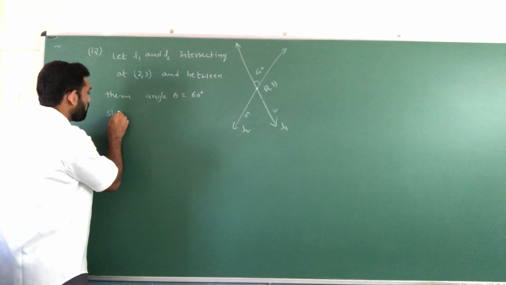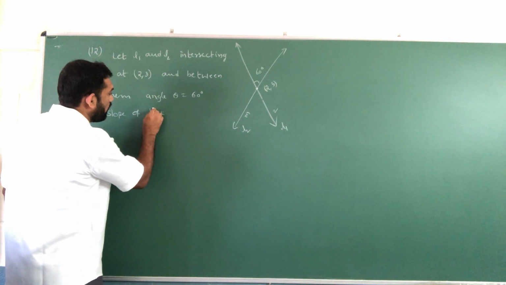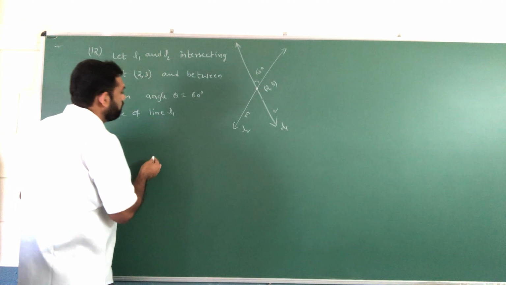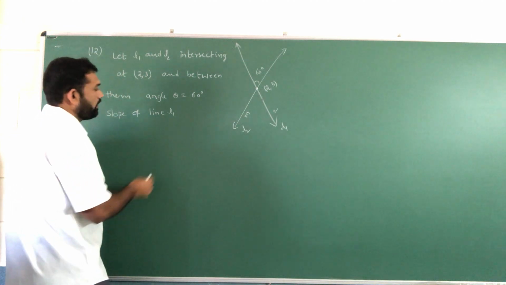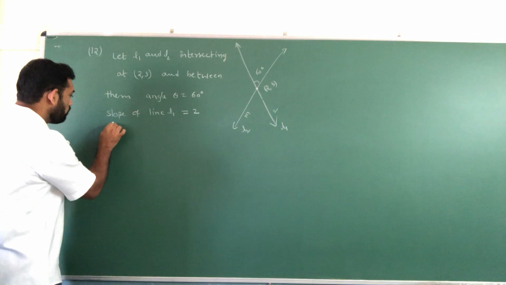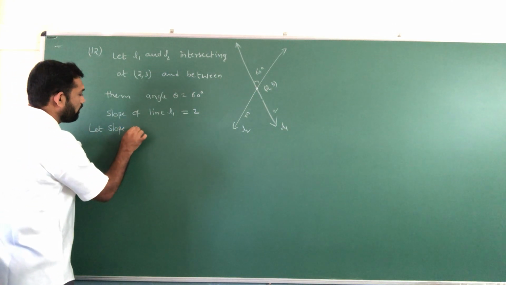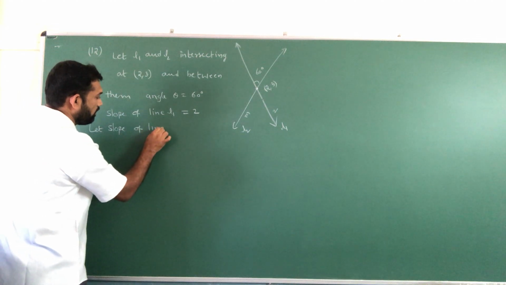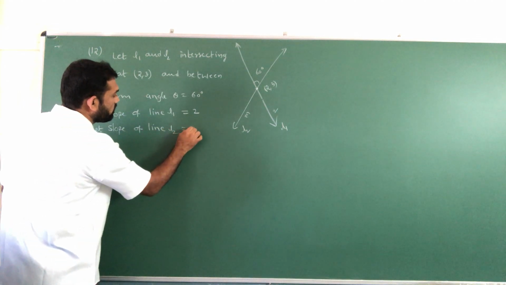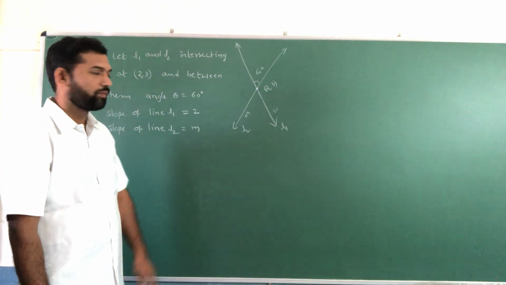Slope of line L1 is equal to what is given? 2 is given. The slope of line L2 you have to consider as M.